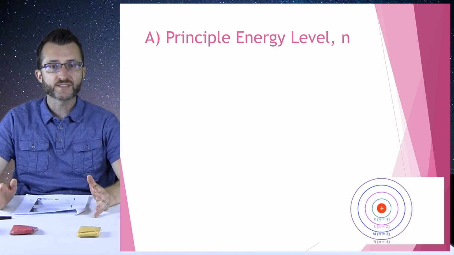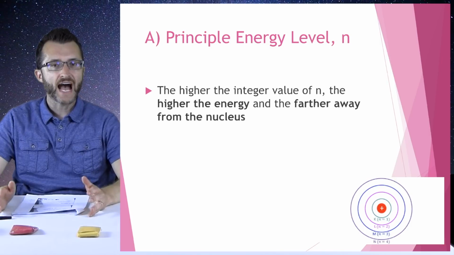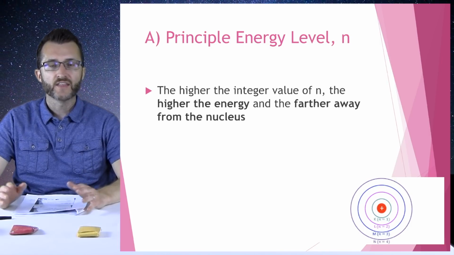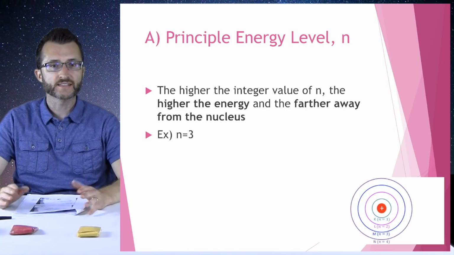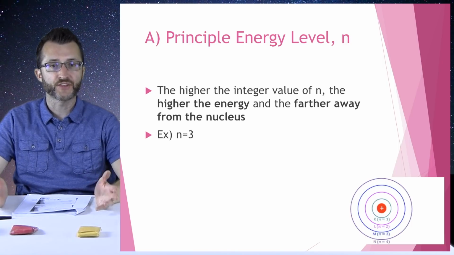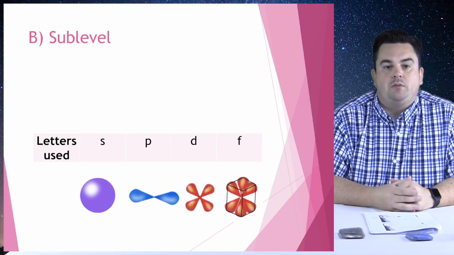Let's begin with the first subdivision, principal energy level given the letter N. The higher the integer value of N, the higher the energy and the farther away from the nucleus. So for example, N equals 3 would be the third energy level. So principal energy level is as specific as the Bohr model gets. So again, to tie it back to our analogy, this is kind of like telling which hallway you're in at Lancaster High School.